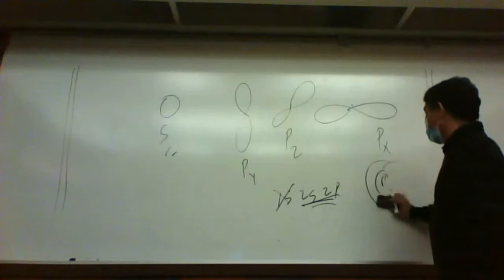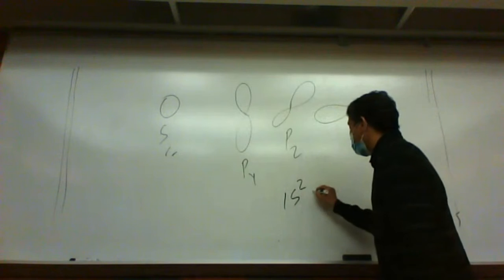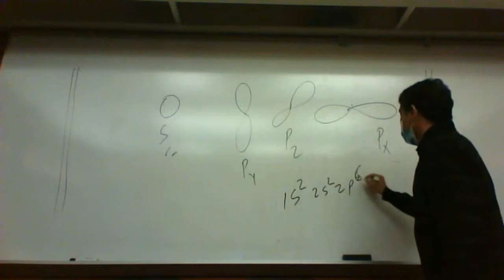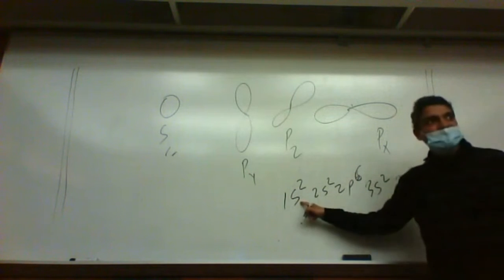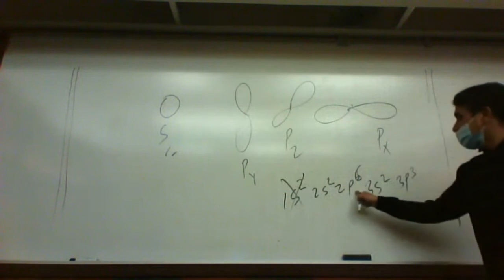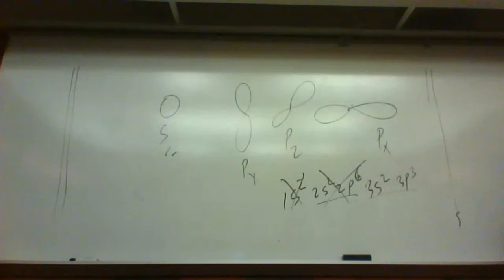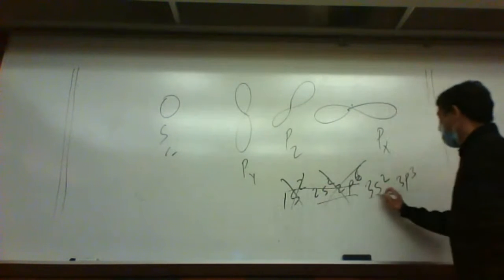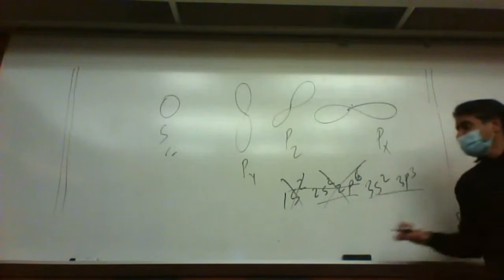We only talk about the outer shell orbitals or electrons. So let's talk about this one. We have an electronic configuration like this: 1s2, 2s2, 2p6, 3s2, 3p3. Do we talk about 1s? No. Do we talk about this one? No. Do we talk about this one? Yes, because this is the valence shell, the third shell. So we don't care about the inner shell. We only care about the outermost shell, the valence shell.